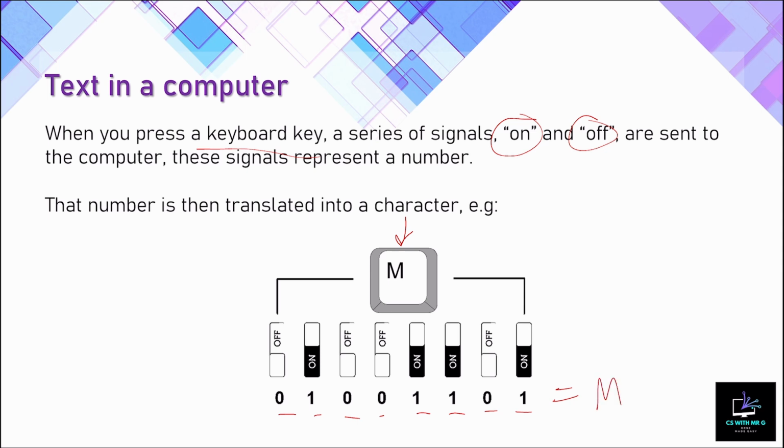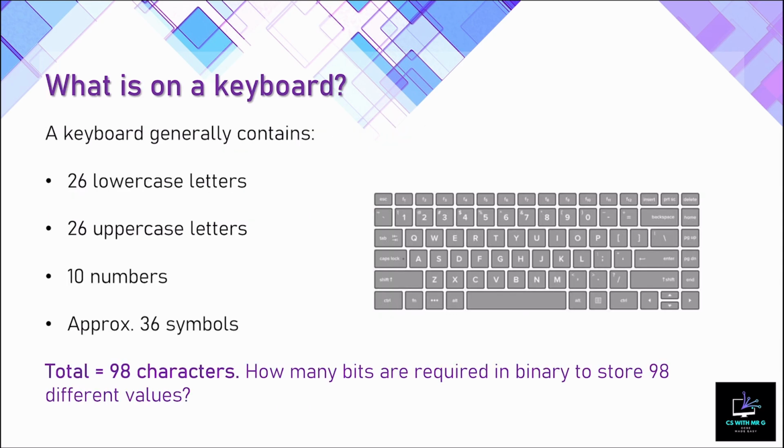The same thing applies if you press the virtual keyboard on your touchscreen phone or your tablet, but all characters need a numerical value so that we can convert it into binary. So before we figure that out, let's just look at what's on the keyboard so far. We've got 26 letters, which can all be uppercase and lowercase. We've also got 10 numbers that need to be represented and approximately 36 symbols, which gives us a total of 98 different characters. In order to store 98 different values, we'd only need, technically, let's just draw our binary chart again.